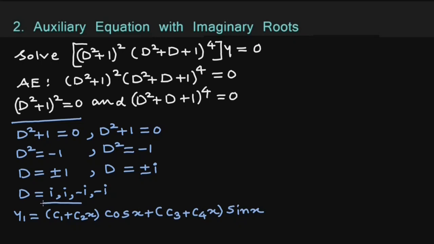because for these roots alpha is 0 and beta is 1. For (d square plus d plus 1) whole raised to 4 equals 0, the quadratic equation is d square plus d plus 1 equals 0.